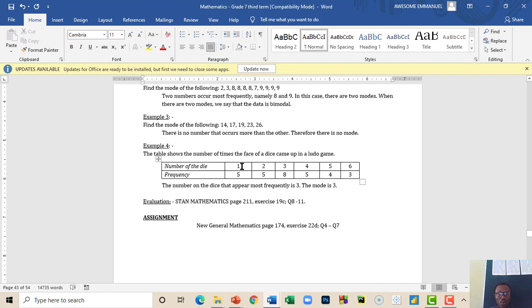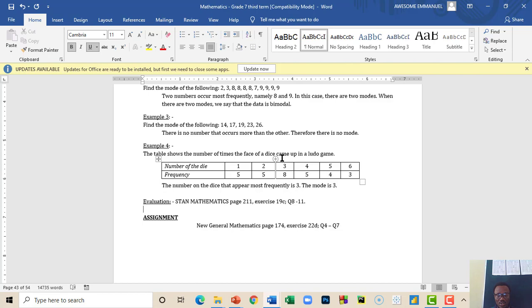Now, this table just means 1 occurs 5 times, 2 occurs 5 times, 3 occurs 8 times, 4 occurs 5 times, 5 occurs 4 times, and 6 occurs 3 times. So the one that actually occurs most is 3, because 3 occurs 8 times. So that's how to get the mode for grouped data. Now, you can also be asked to get the mean and the median for grouped data.